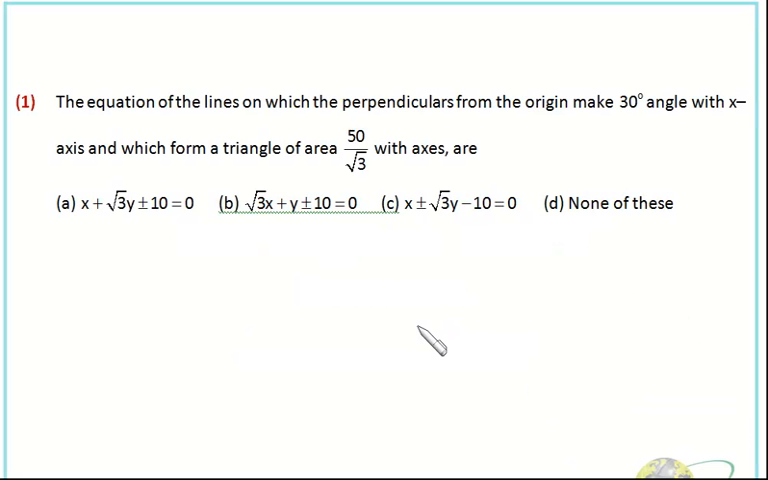Now this question: the equation of the lines on which the perpendiculars from the origin make 30-degree angle with x-axis and which form a triangle of area 50 by root 3 with the axis. Okay, so this is the situation.